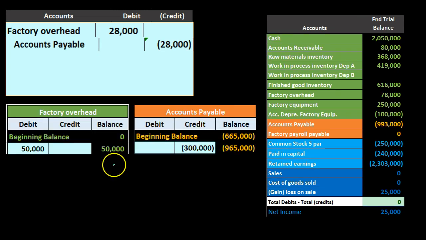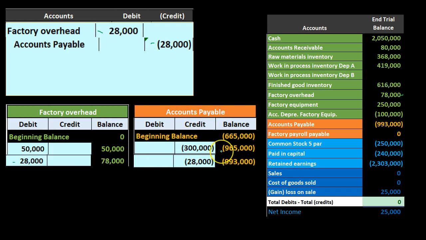Accounts payable going up. Factory overhead then increasing by the 28,000 from 50 plus the 28 to the 78. Here it is here. So that's this 28,000 we're posting out to the GL. And then the 28 for the accounts payable increasing. It was at 965, up by the 28 to 993. So there's going to be our 993 on the trial balance. You'll note that the bucket of factory overhead is pretty random. We got some random stuff here.